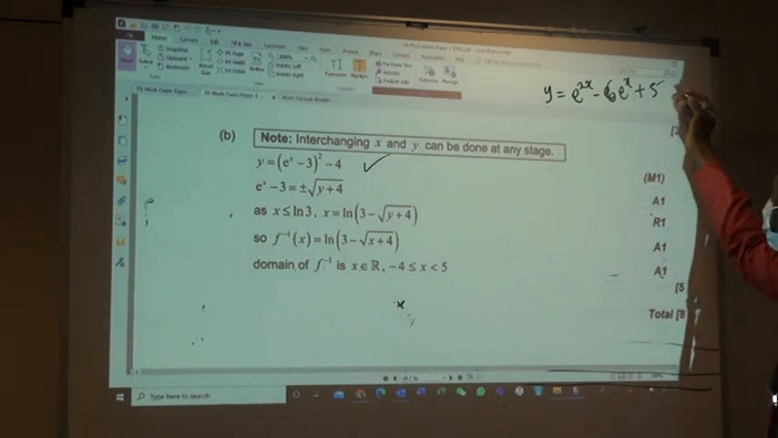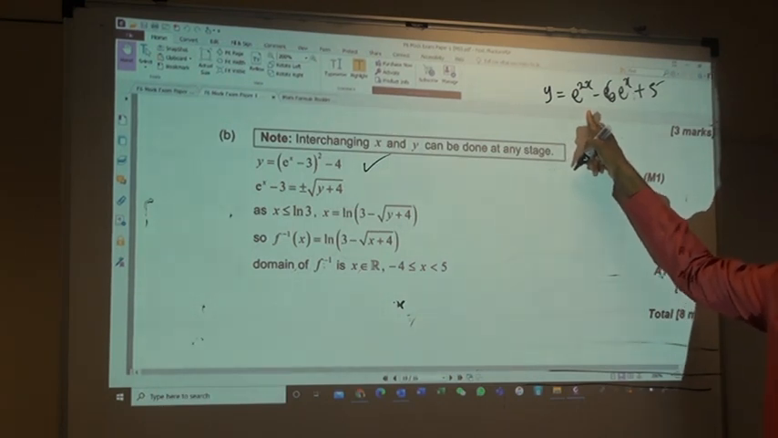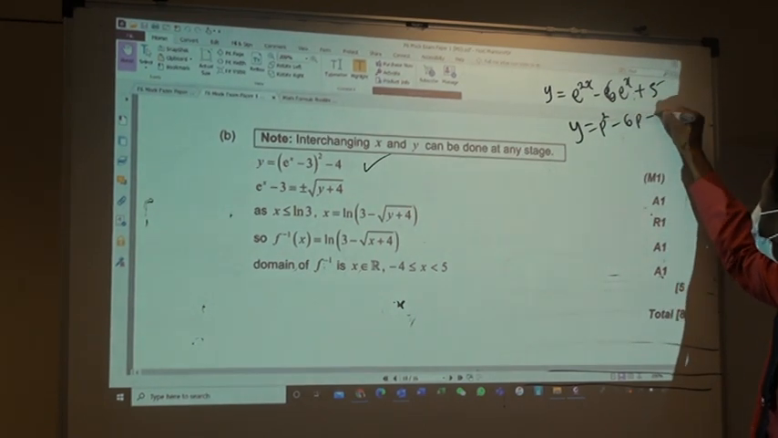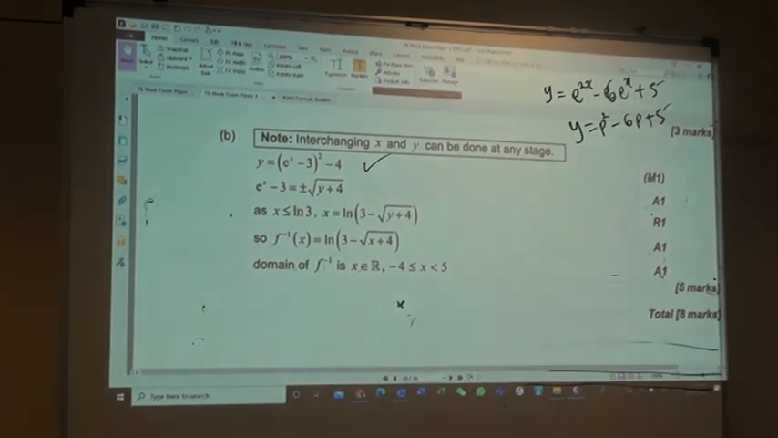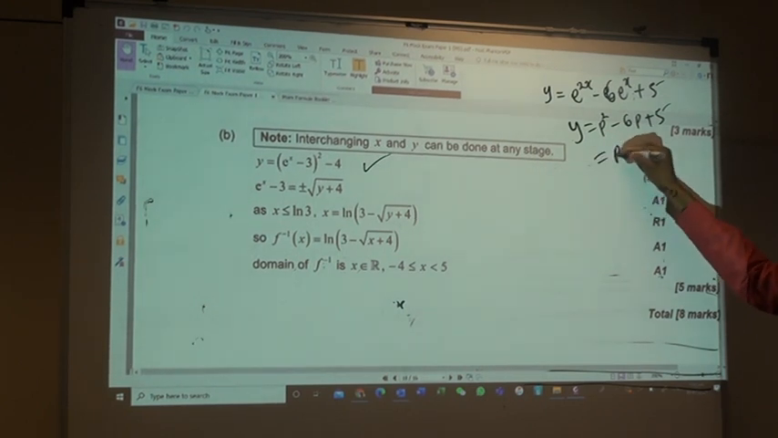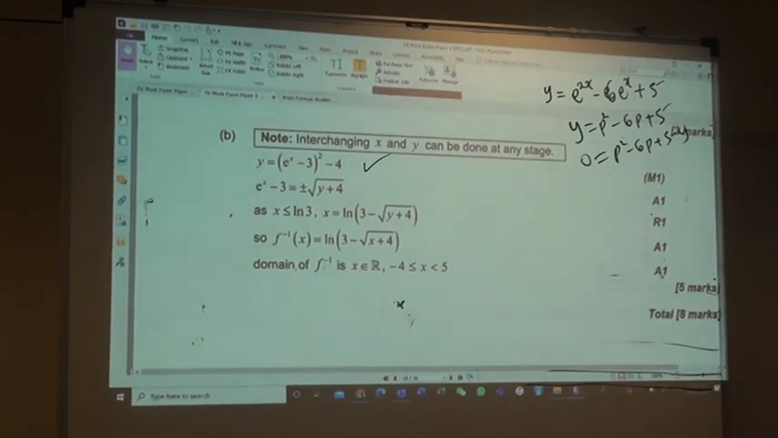If you look at it, even if you let your e^x be maybe a, or let's say p, this will have been y is equal to p squared minus 6p plus 5. That is quadratic. So unless you want to use the formula method. But if you use the formula method to evaluate p in terms of y, remember it will be p squared minus 6p plus 5 minus y equals 0. Even if you want to think about that.